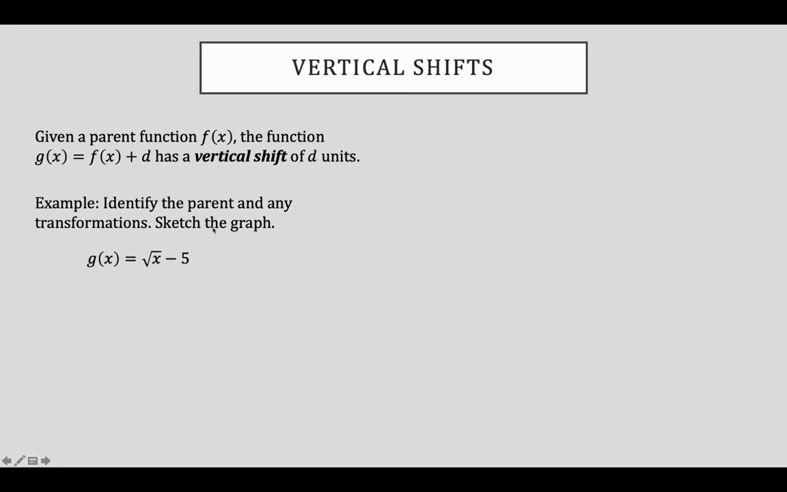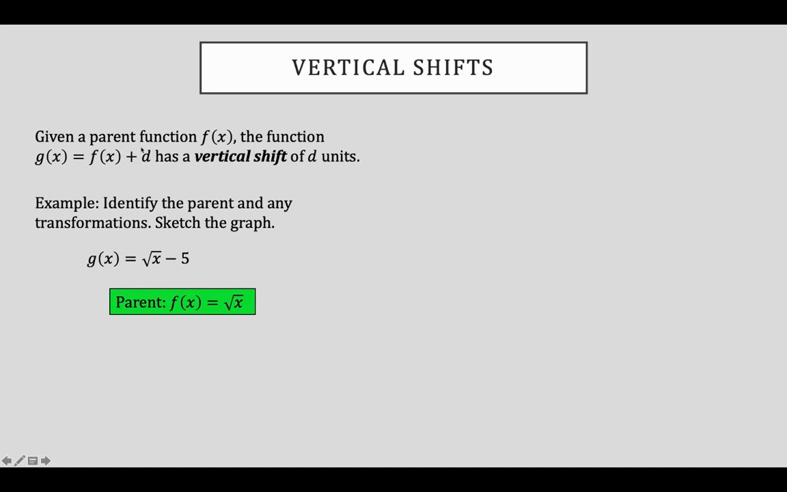Identify the parent and any transformation. Sketch the graph. g of x equals the square root of x minus 5. Well, what type of function is this? What can we classify it as? This would be a square root function. Our parent function is f of x equals the square root of x. What's different from our parent function? Well, we are subtracting 5 on the outside of the parent function. Notice root x is the parent function, and then I am subtracting 5.